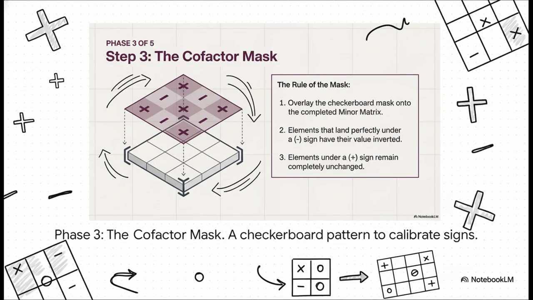And phase 3 is exactly that calibration step. We bring in a special tool called the cofactor mask. Really, it's just a simple checkerboard pattern of plus and minus signs that we lay right on top of our matrix of minors. The rule couldn't be simpler. If a number is sitting under a minus sign, you flip its sign. If it's under a plus sign, you leave it completely alone.